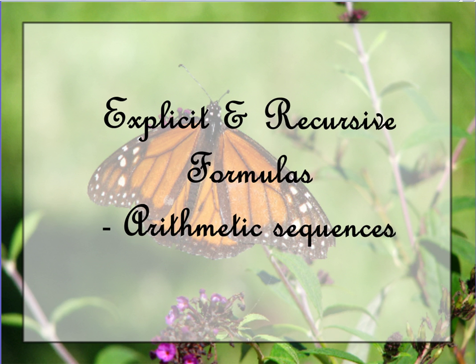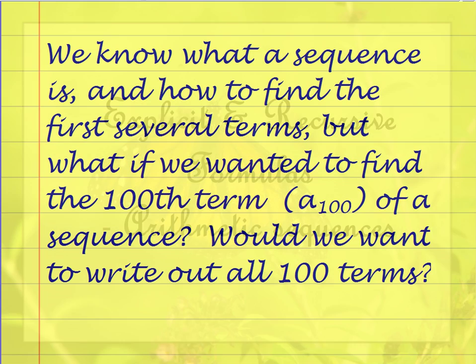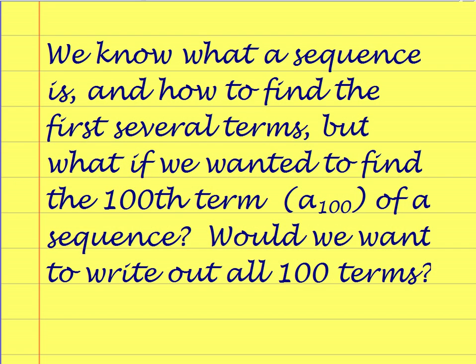Today we're going to continue with arithmetic sequences, and we're going to learn something called the explicit and recursive formulas for arithmetic sequences. We already know what a sequence is at this point, and we know how to find the first several terms using the common difference and repeating the pattern over and over again. So we already know how to find, say, the first and the third and the fifth term in the sequence.